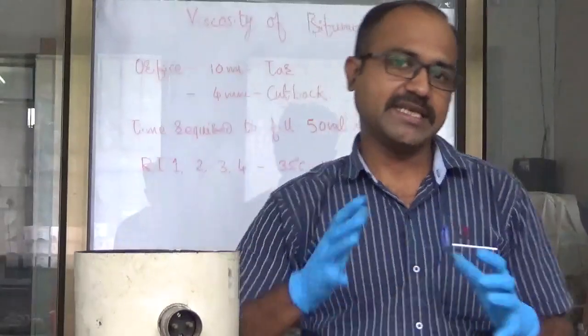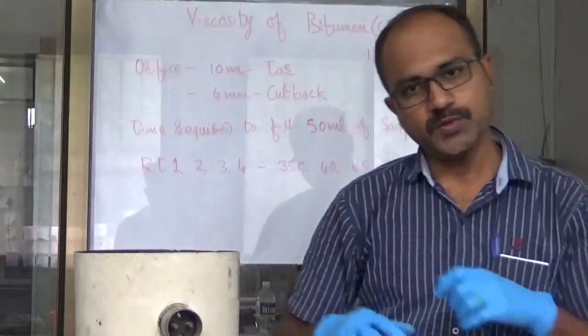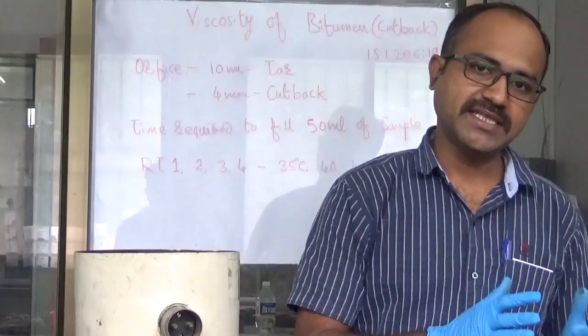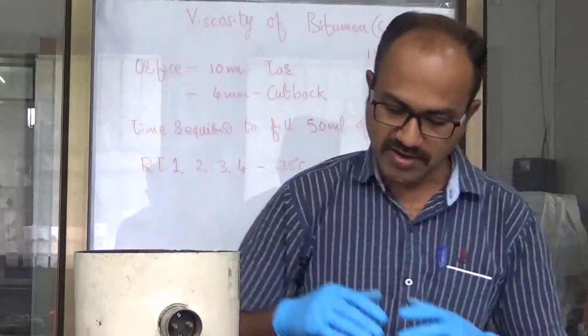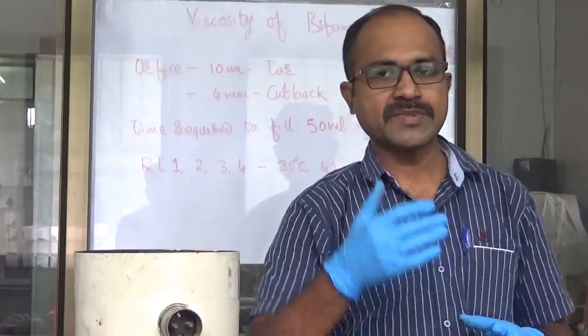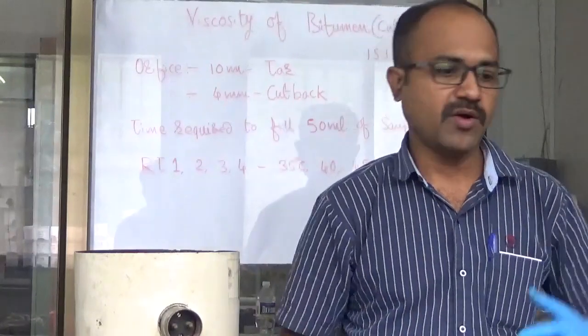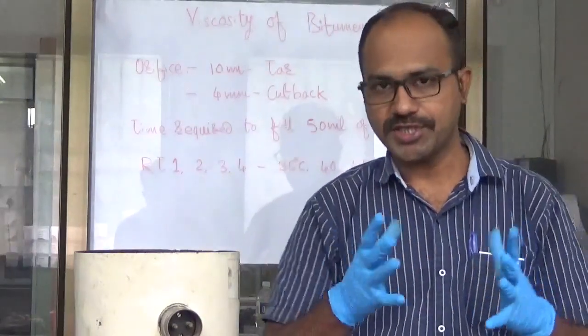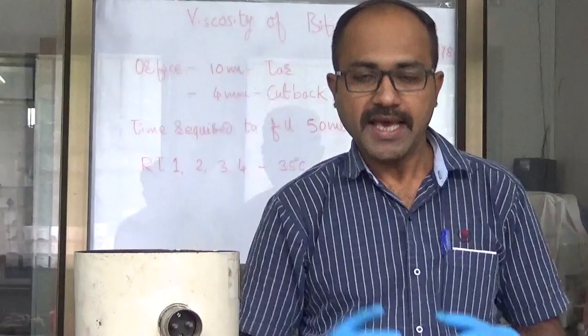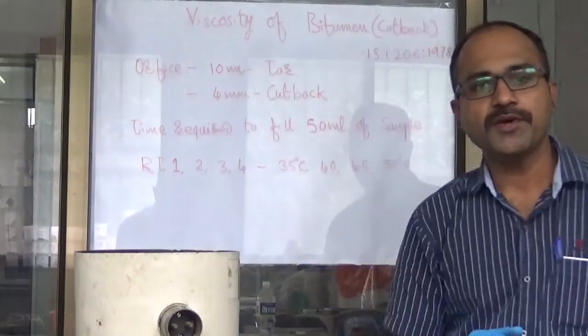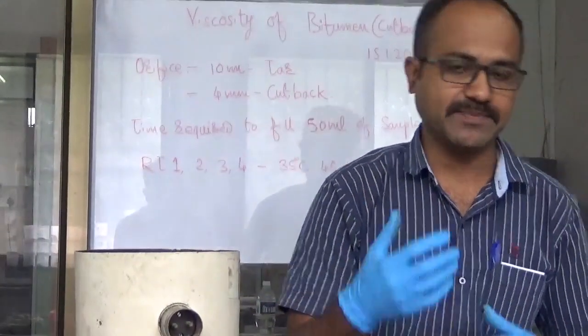For measuring the viscosity of the tar, we need to change the orifice to 10 mm, and for measuring the viscosity of the cutback, you have to change the orifice to 4 mm. Depending upon whether you are measuring tar or cutback, you need to change the orifice. According to this code, we are going to measure the viscosity in terms of time.